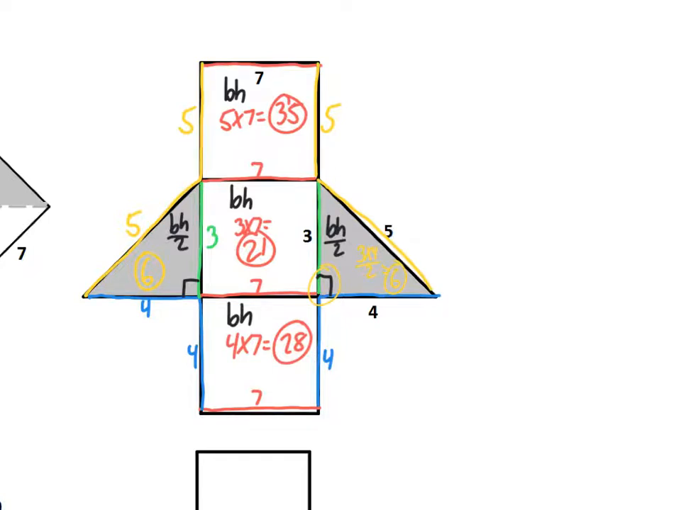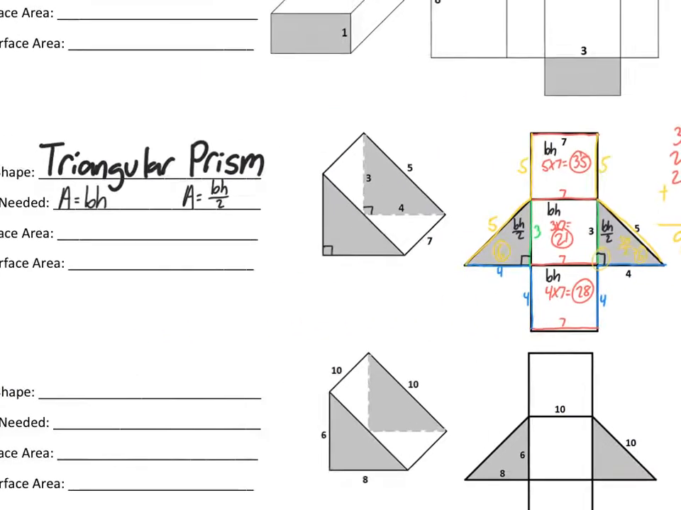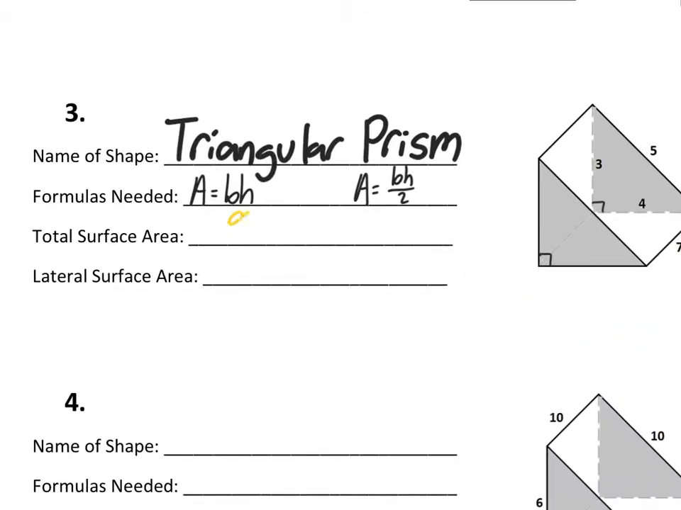I'm going to add the 35, the 21, and the 28, and both of the 6s. Adding those up, I get a total area of 96 units squared. And again, if I want just the lateral surface area, let me mark this over here real quick before I forget it. That'll be the 96 units squared.